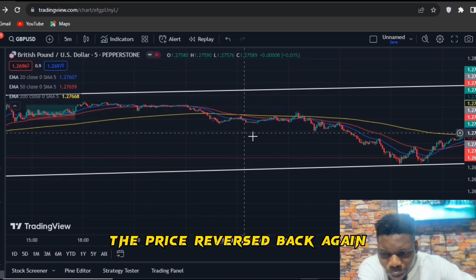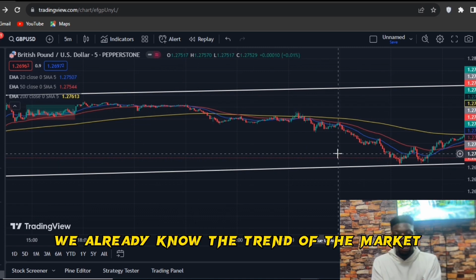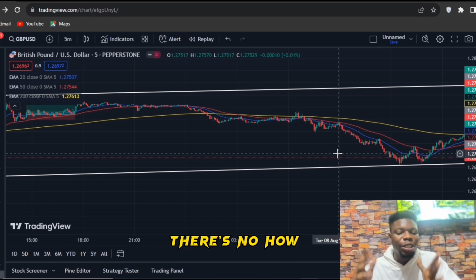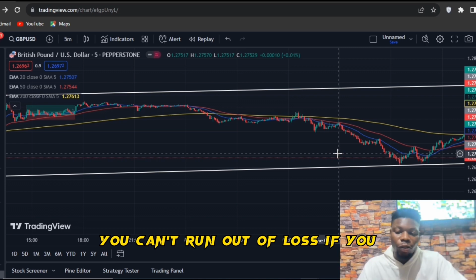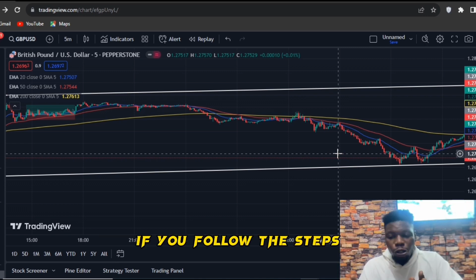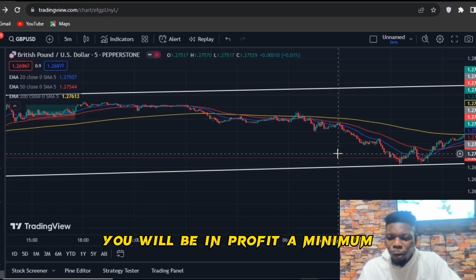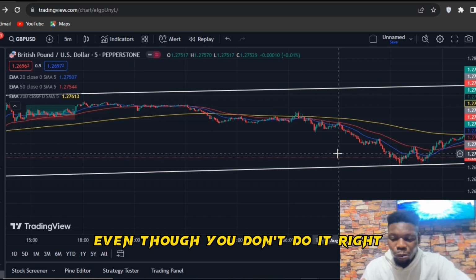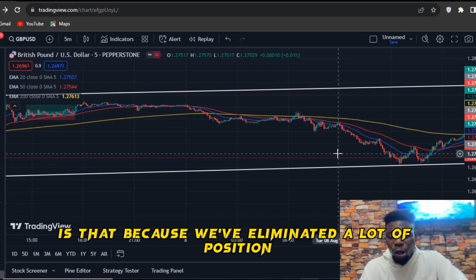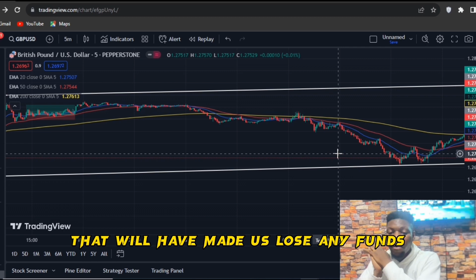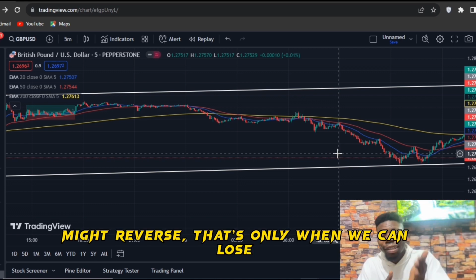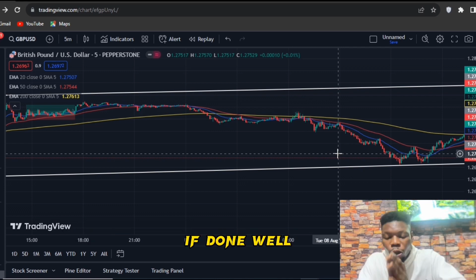The price reversed back again. We already know the trend of the market, so we're just catching those movements that make that uptrend. You guys understand what I'm saying? If you do this strategy, you can't run out of profit. If you follow the steps, you'll be in profit a minimum of 80 to 85%. Even if you don't do it right and make some mistakes, you'll always be in profit, because we've eliminated a lot of positions that would have made us lose funds. The only time we might lose funds is if we get in a position where the price might reverse. That's only when we can lose, if done well.